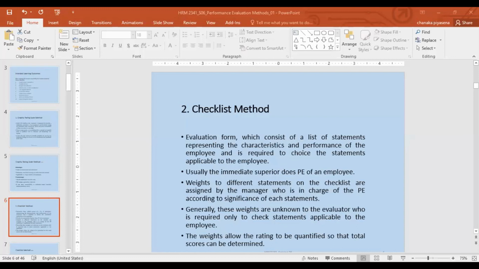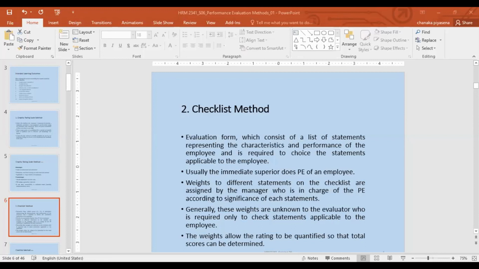When we are going to evaluate employee A from the production department, there is a statement. The immediate superior is the evaluator. According to this form, we ask the superior about employee A: does employee A work overtime when you require or ask? If yes, the evaluator can put the tick mark in the yes column, the Y column.